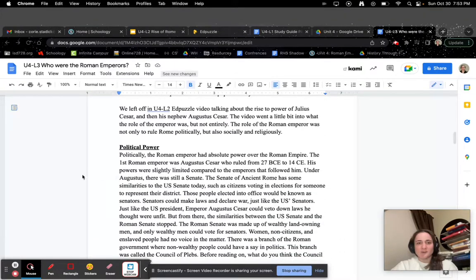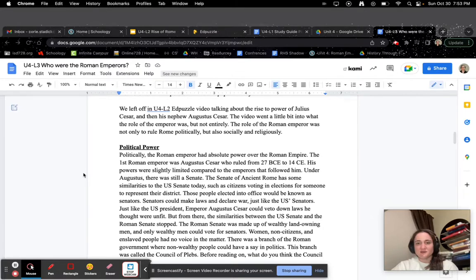Political power. Politically, the Roman emperor had absolute power over the Roman Empire. The first Roman emperor was Augustus Caesar, who ruled from 27 BCE to 14 CE. His powers were slightly limited compared to the emperors that followed him. Under Augustus, there was still a Senate.